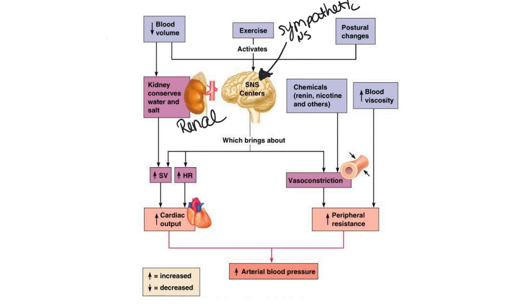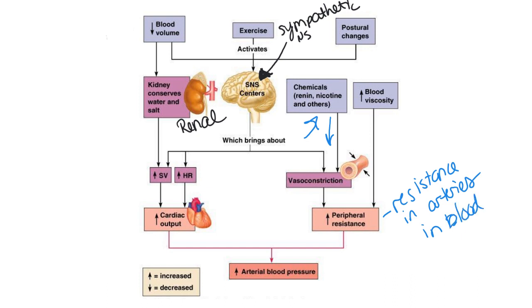Okay, so on this diagram here, you can see where the renin was coming into play, causing this vasoconstriction, which increases peripheral resistance. So peripheral resistance is exactly what it sounds like. It's resistance in the arteries to blood flow. So basically, how wide is the diameter of the arteries? Is there something clogging the artery up? Okay, so it's the resistance in the arteries to blood flow.